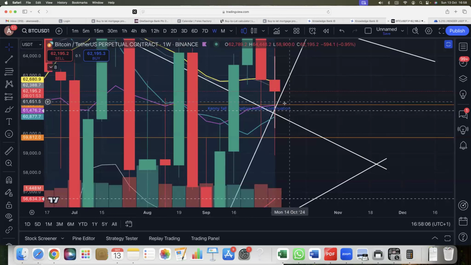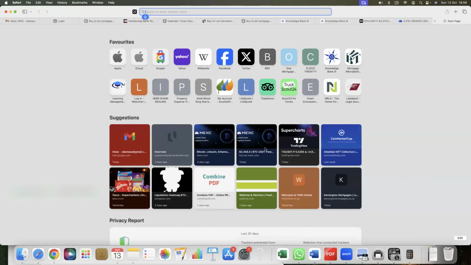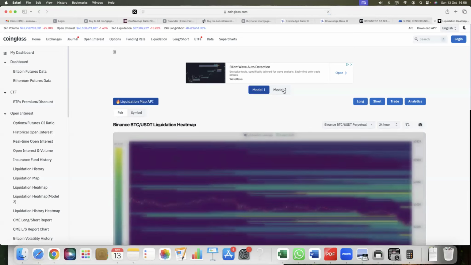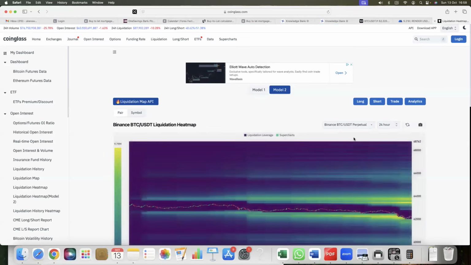I think this week when we close this candle, price will fall in between this box again, between 61.4 and maybe 59.872. Let me bring the liquidity map up, because I think that's also important, just to see if it confirms our levels.